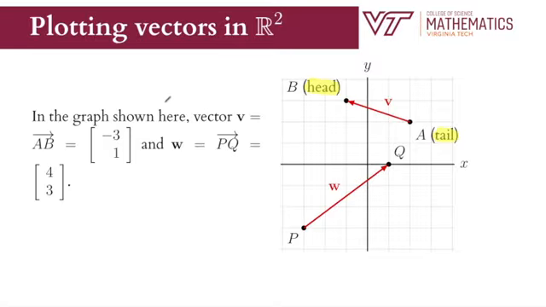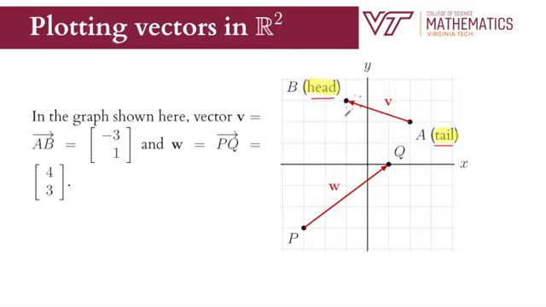In this graph, we have two vectors. The first vector goes from point A to point B. We call the starting point the tail of the vector and the ending point the head of the vector. That's because it's where the head of the arrow is. So the head is the ending point, not the starting point. The tail is the starting point.